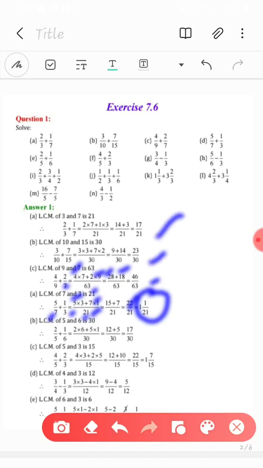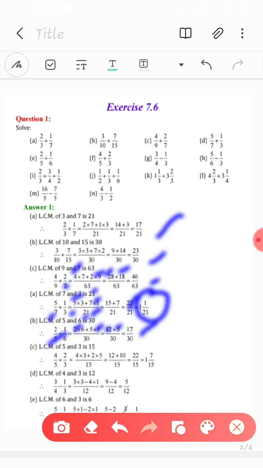Now E, 2 by 5 plus 1 by 6. Again here the LCM is 30. So 30 divided by 5 is what? 6. So 6 into 2. 30 divided by 6 is 5. So 5 into 1. 2 into 6 is 12. And 5 into 1 is 5. So 12 plus 5, 17. So 17 by 30.